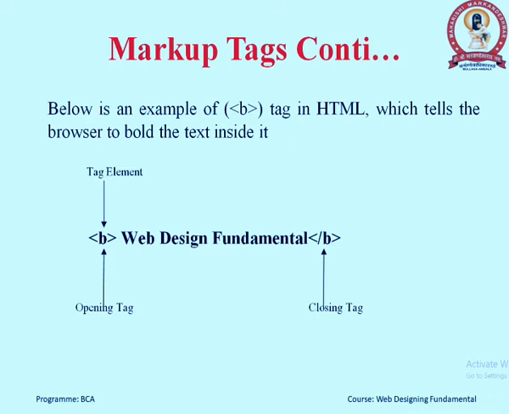We are having an example of the bold tag here, not BR, which tells the browser to bold. So, BR is a single tag and bold is a pair tag. You can see here we have the opening tag, the B tag. This is the tag element and it is known as the opening tag, and we have written here the web design fundamental, the name of our course, and now we have closed it. You can see this is known as the closing tag.